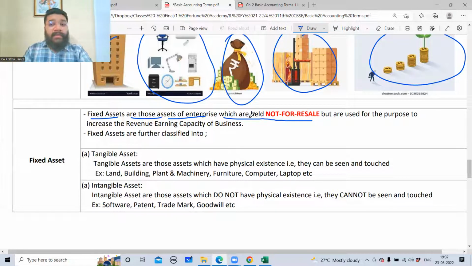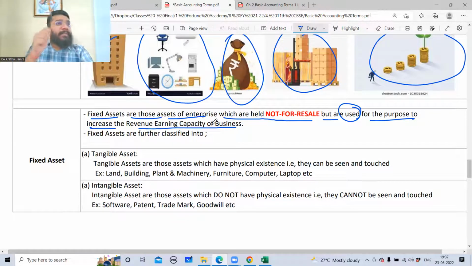They are used for the purpose of increasing the revenue earning capacity of the business. This pen that I'm going to buy is going to help my business enterprise increase its revenue earning capacity. One pen can teach 100 students. Let's suppose I get another pen for another teacher. That pen can teach another 100 students. So the assets you buy will increase the revenue earning capacity of the business.